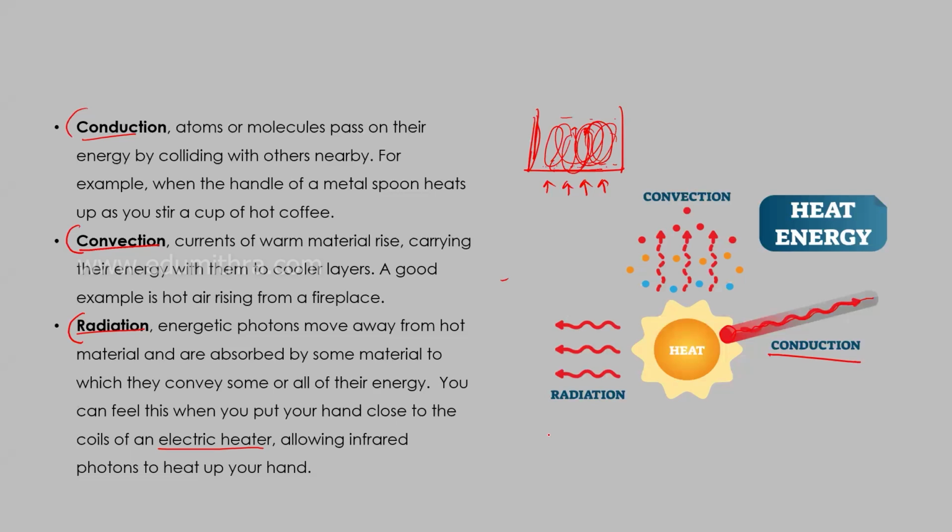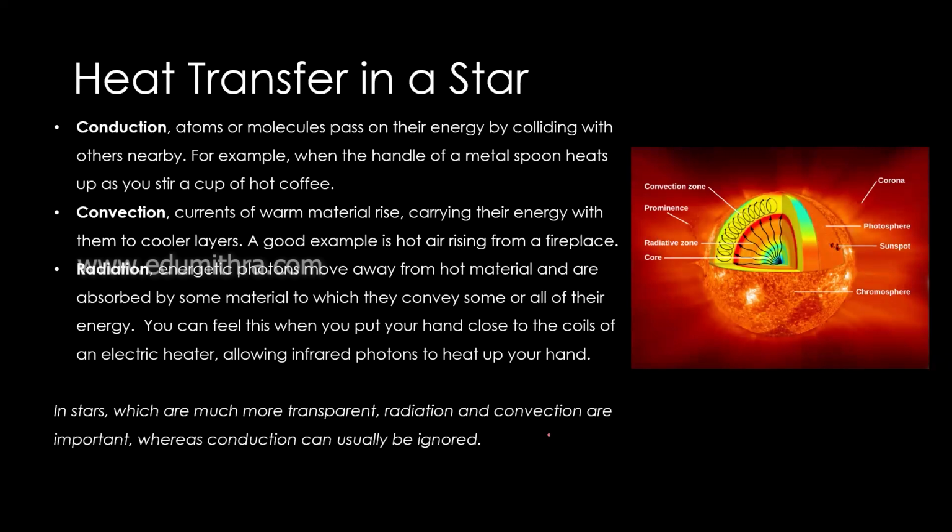So these are the different things: conduction, convection, and radiation. Now if you go to the case of the sun or any star, in a star there won't be any conduction at all. In heat transfer there is conduction, convection, and radiation, and I have explained all of them, but in the case of a star, conduction won't happen. What will happen there is radiation and convection. Initially radiation will happen, then after that there will be convection.